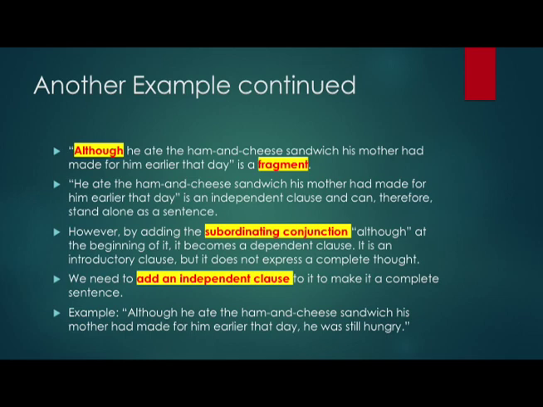So what we need to do now is to add an independent clause to make it a complete sentence. So one way to do it, the example at the bottom here, although he ate the ham and cheese sandwich his mother had made for him earlier that day, comma, he was still hungry. So the sentence needs to be completed with the independent clause, which he was still hungry is. Okay? And remember that if we begin a sentence with the dependent clause and we end it with the independent clause, we need a comma in between those two.